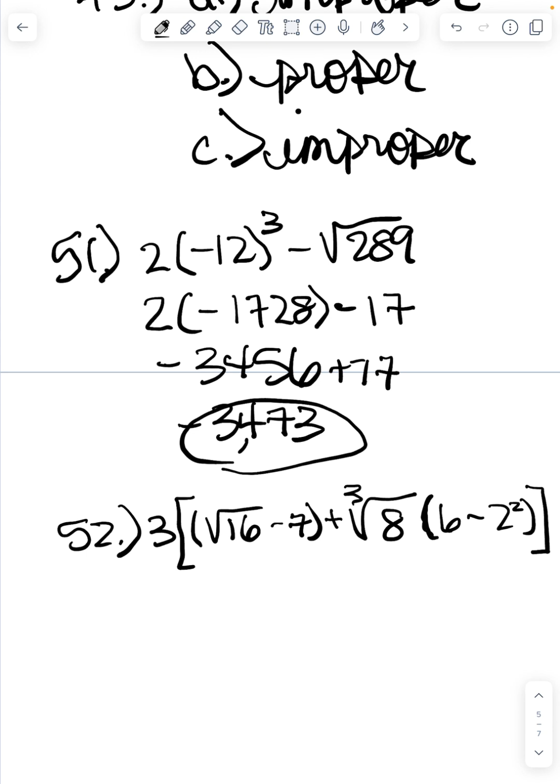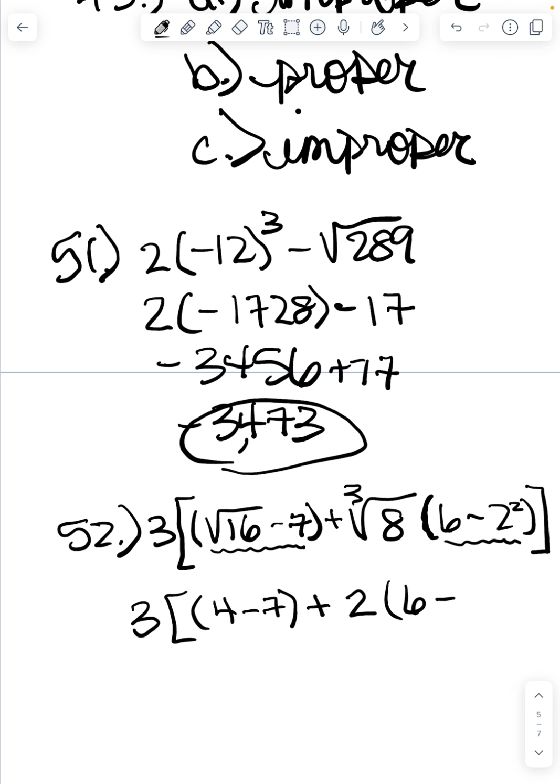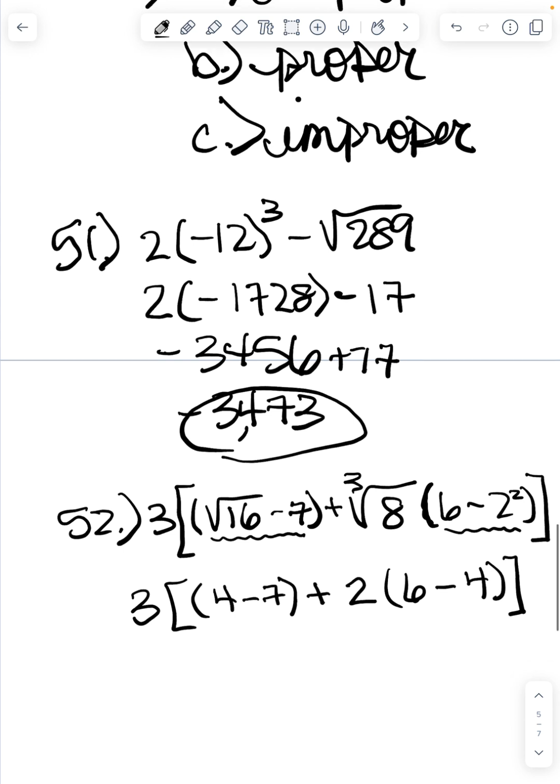So you always go to the innermost parts and work on those first. So I'm going to do this and this. So I'm going to have 3. Keep all of these parentheses in here just in case. We're going to end up with 4 minus 7 plus the cube root of 8 is 2. We can take care of that right now. But here we need to do 6 minus, and we need to do 2 squared first because that's got an exponent on it.